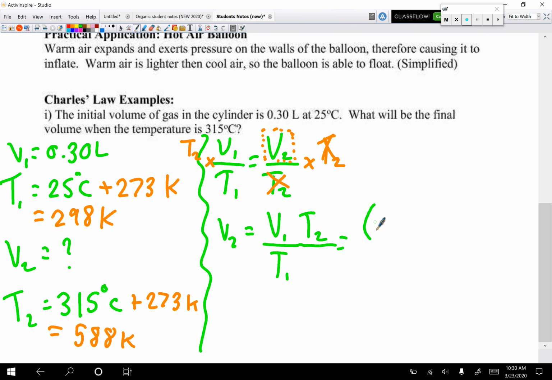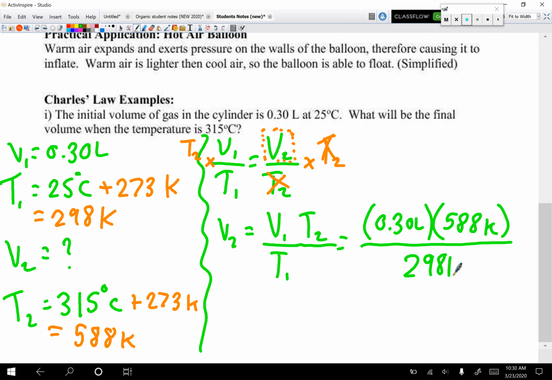So we can plug in our variables if we want. We got V1 of 0.30 liters, times T2, and now just be very careful, so this is why we make sure to write out all of our variables, over T1, 298 Kelvin, and we're left with V2 is equal to 0.59 liters. And then of course our answer is 2 significant digits.